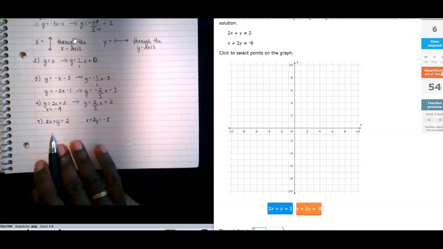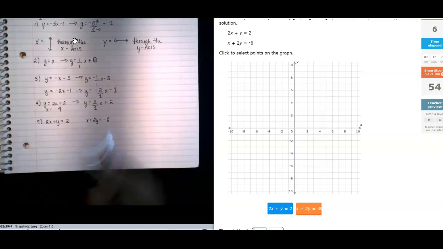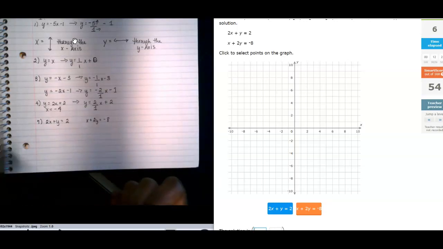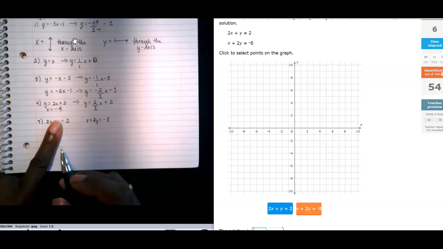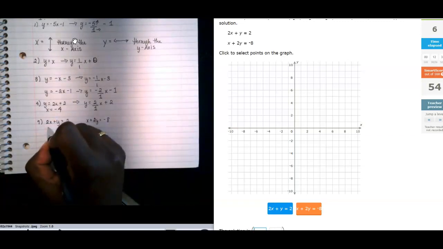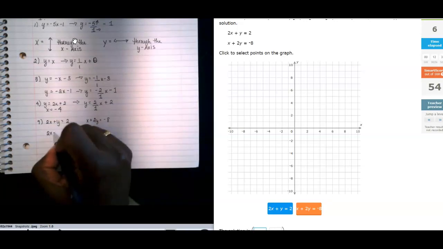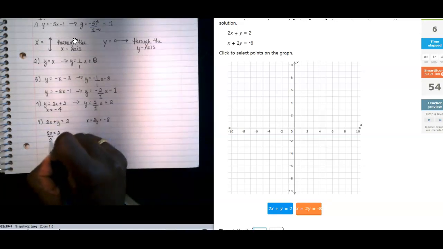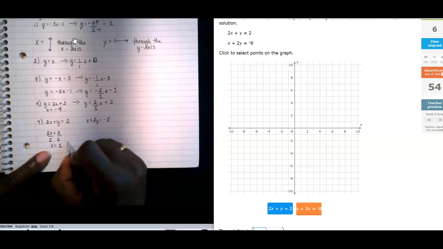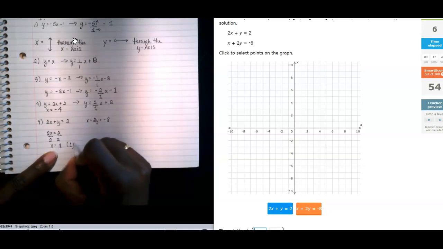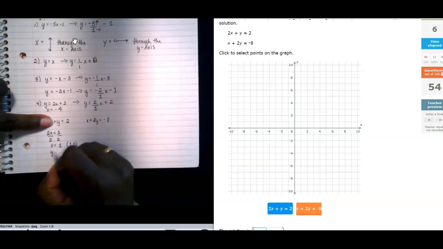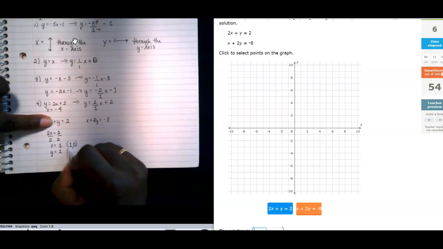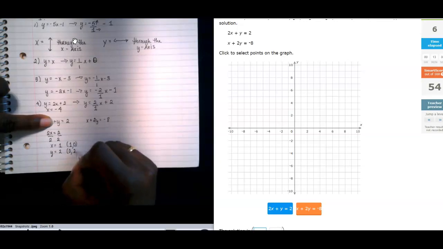Now, what I could do is graph the intercepts. And how I do that is I use the cover-up method. So if I cover up y, what I get is 2x is equal to 2, and then I would solve for x, and that gives me x is equal to 1, which means that my ordered pair would be 1, comma, 0. And then I cover up 2x and I get y is equal to 2, so my ordered pair here would be 0, comma, 2.